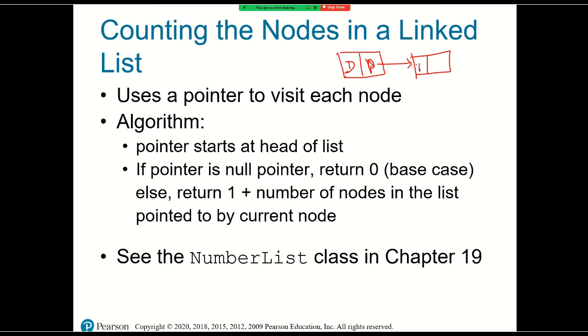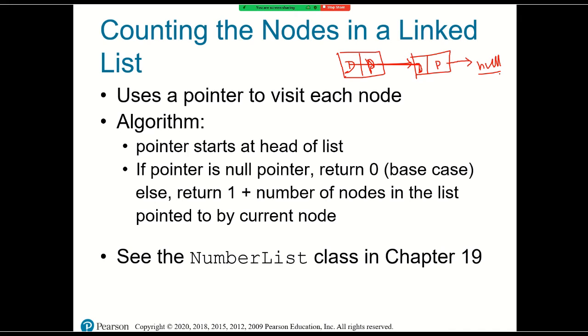If there is no next node, only one node, then here there is no next node, for example. So this will be null. The pointer will point to null. This will be a null pointer. That's the basic of the linked list. Now, when you calculate the number of nodes, you use a pointer to visit each node. The pointer starts at the head of the list. If the pointer is a null pointer, we can return 0. That's the base case.